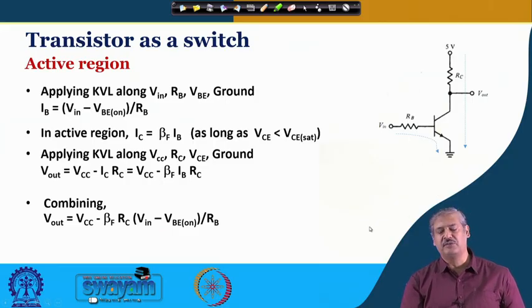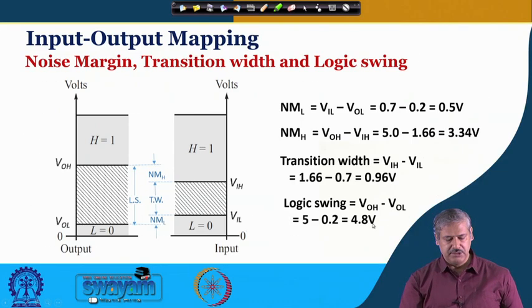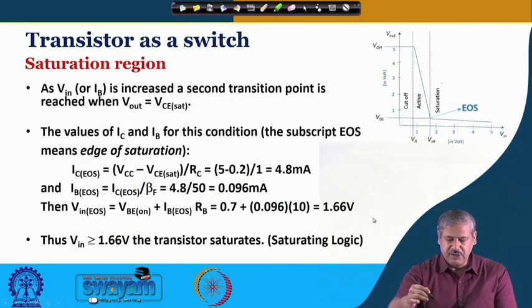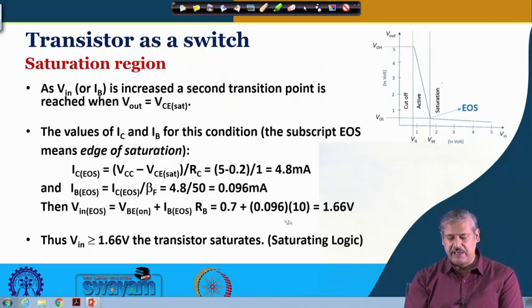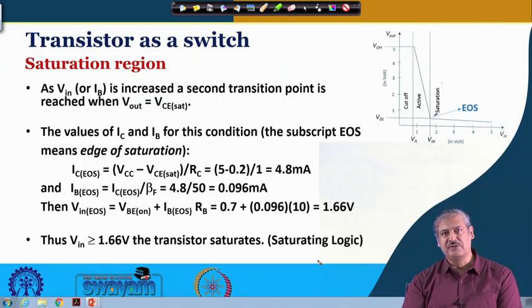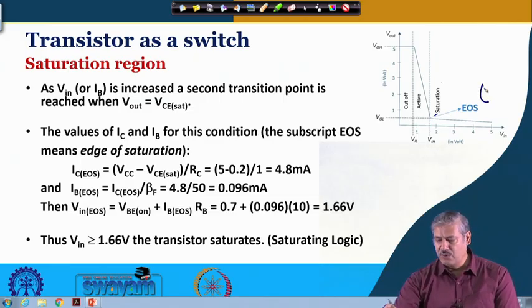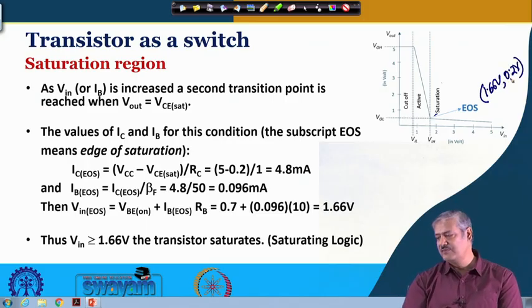So, this is the loop that I am talking about. In this particular loop, when we impose these values, we get 0.7 volt, IB at the edge of saturation 0.096 volt, and RB we have taken as 10 kilo ohm. So, 1.66 volt. Thereby we get this particular point also, the edge of saturation, which is also important to us, and this coordinate is 1.66 volt and 0.2 volt. Is it fine?